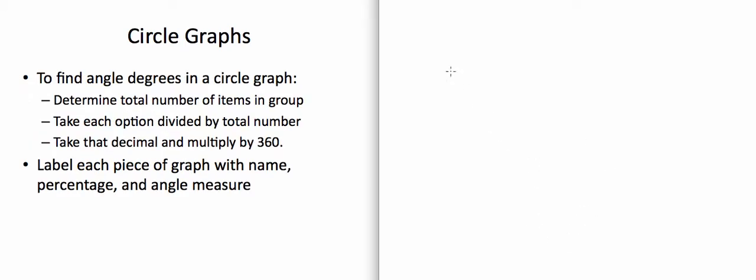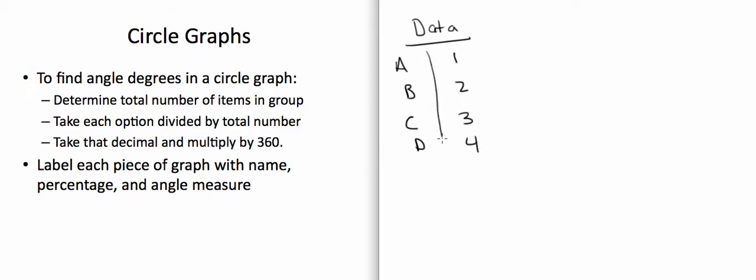Circle graphs, the thing that's unique with them is they have degrees that you need to figure out. So if your data here is given to you, we've got 4 different data points. We've got 1, 2, 3, and 4 as the numbers there. Okay. How we figure out the degrees in each one is we're going to figure out the total number that we have. So we've got 1, 2, 3, and 4, so we've got 10 total things here.